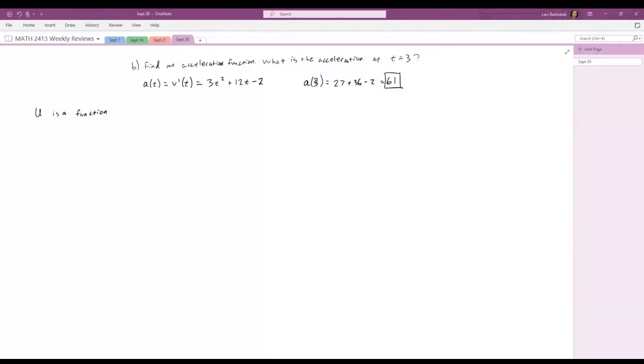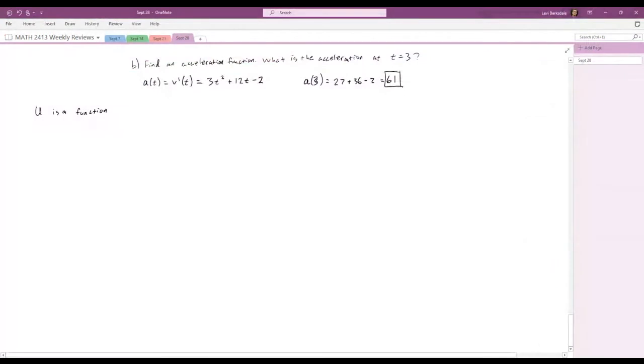Could I go over graphing derivatives if I have time? Sure, I'll just explain really briefly the product rule and the quotient rule, and then I can talk about some graphing derivatives.